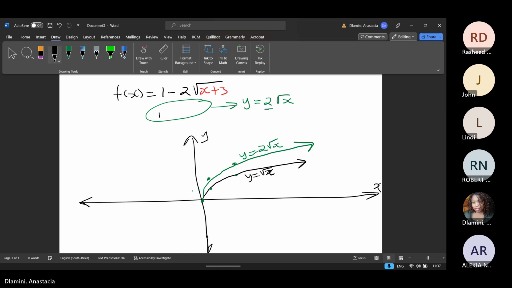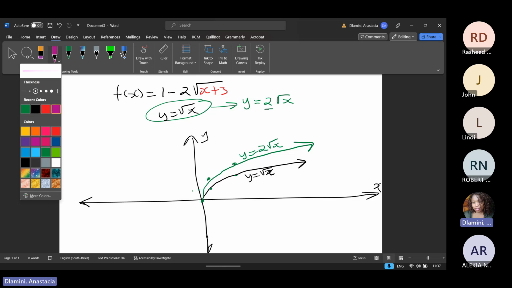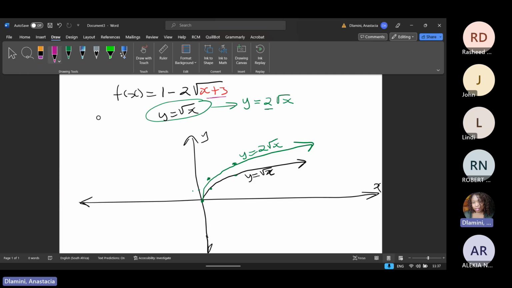So y is equal to the square root of x. That's where we started. Now that I'm done with the vertical stretching, I want to move to the next transformation. I can choose any, but in this case, let's say I choose this one where there's plus 3. Remember, the parent function doesn't have x plus 3. It only has x. So I want this to be y equals 2 times the square root of x plus 3.